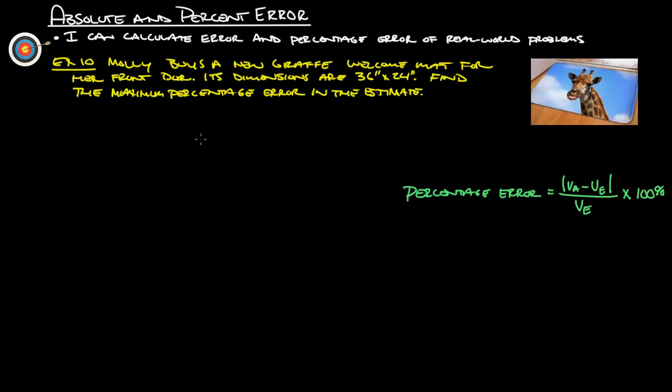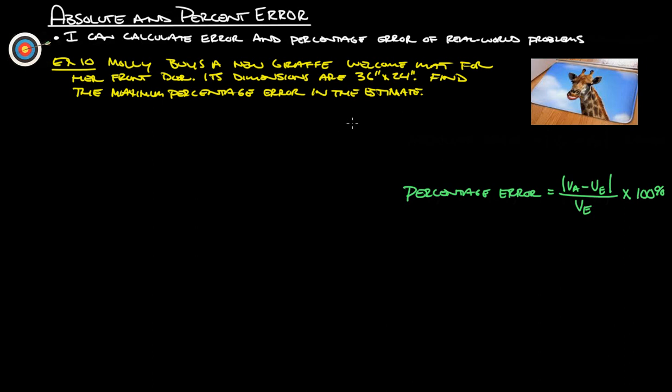Last example here. Example 10. Molly buys a new giraffe welcome mat for her front door. Its dimensions are 36 by 24. Find the maximum percentage error in the estimate.